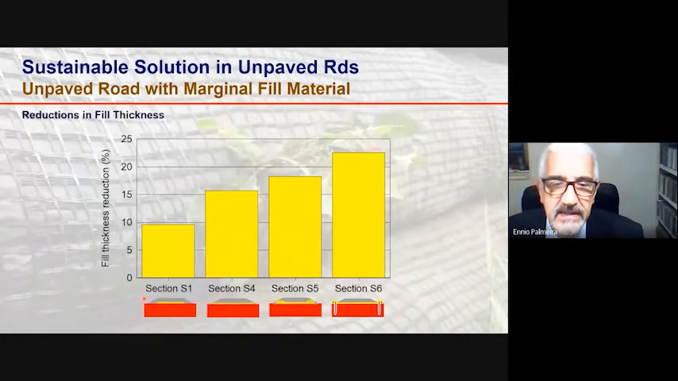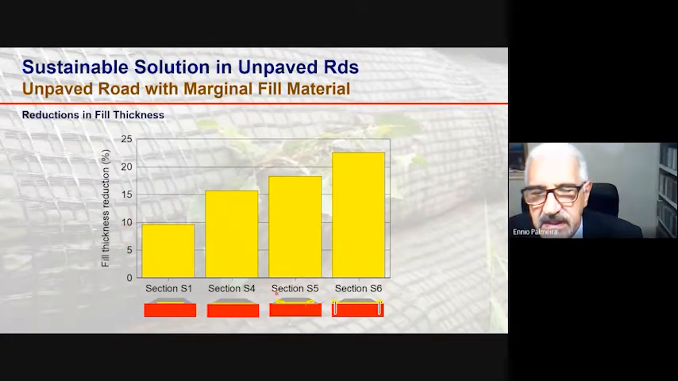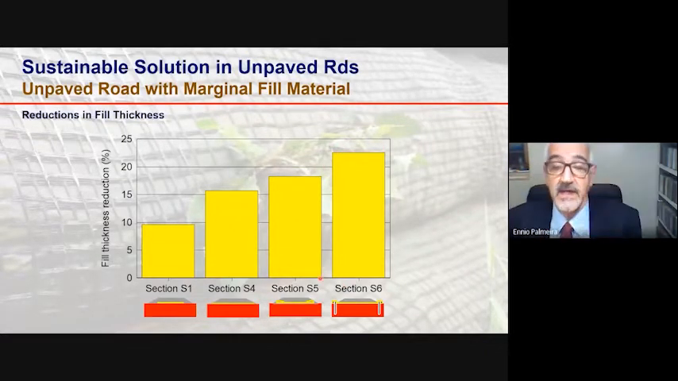As I mentioned, at the end of the experiment, the fill thickness in each section was determined, and even using very fine materials as fill material and less anchorage, section S1 provided approximately 10% reduction in the road thickness, and this reduction increased as we increased the anchorage of the reinforcements, reaching between 16 and 23% for this type of situation.